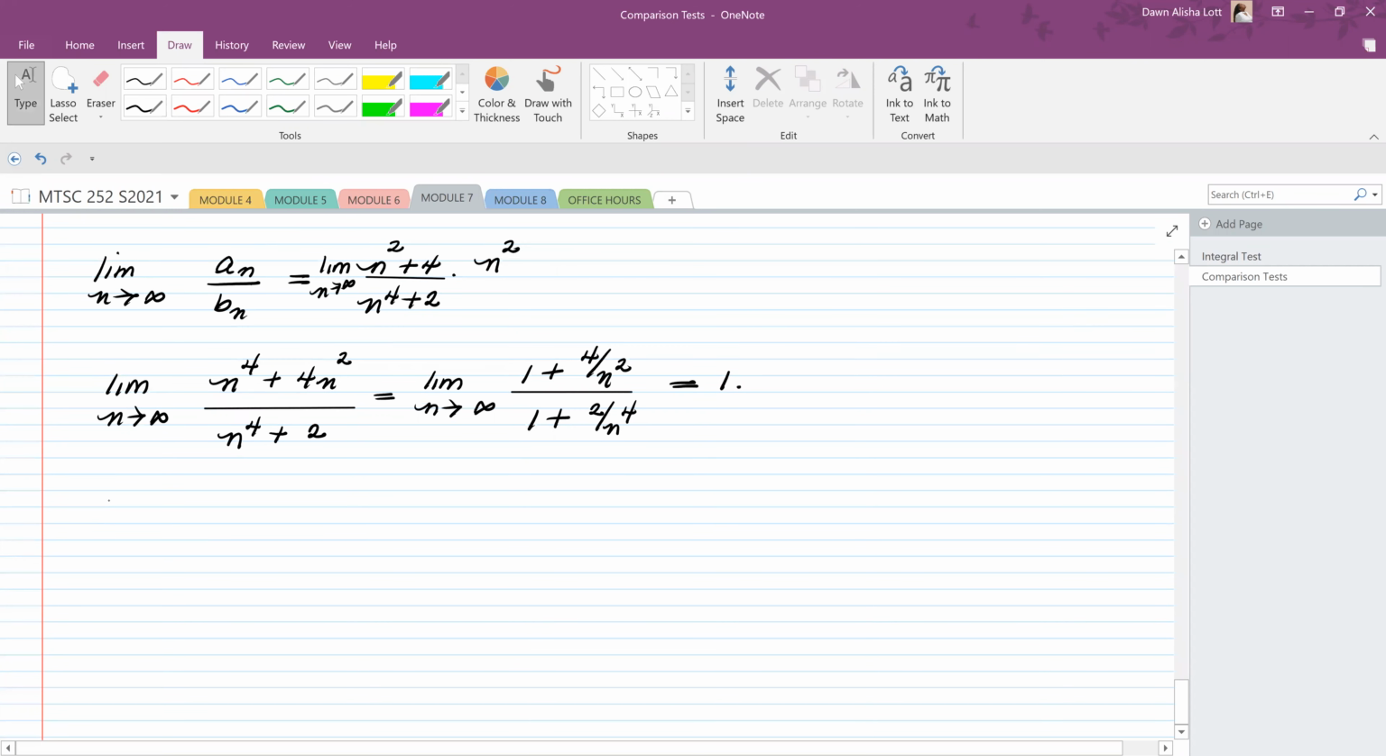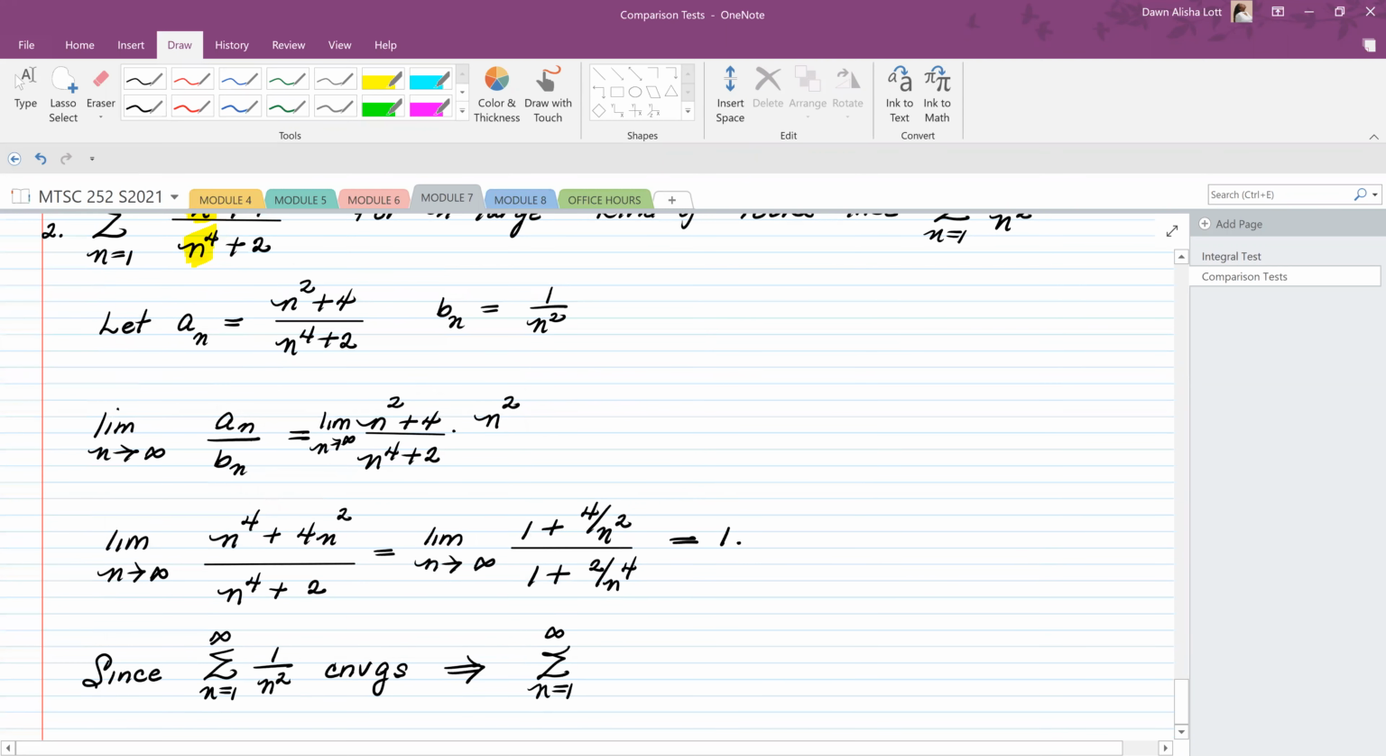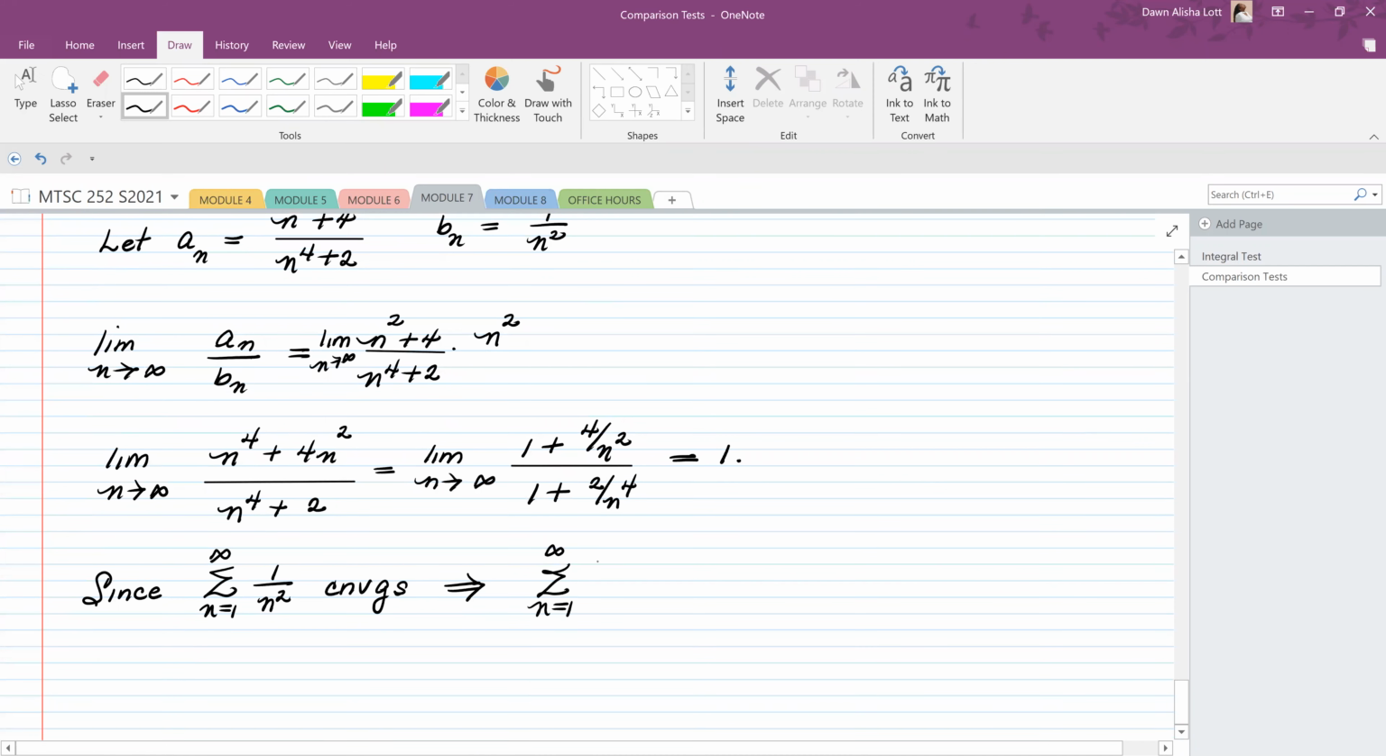So since the summation n equals 1 to infinity of 1 over n squared converges, by the limit comparison test, the summation n equals 1 to infinity of our original problem, which was n squared plus 4 over n to the 4th plus 2, also converges.